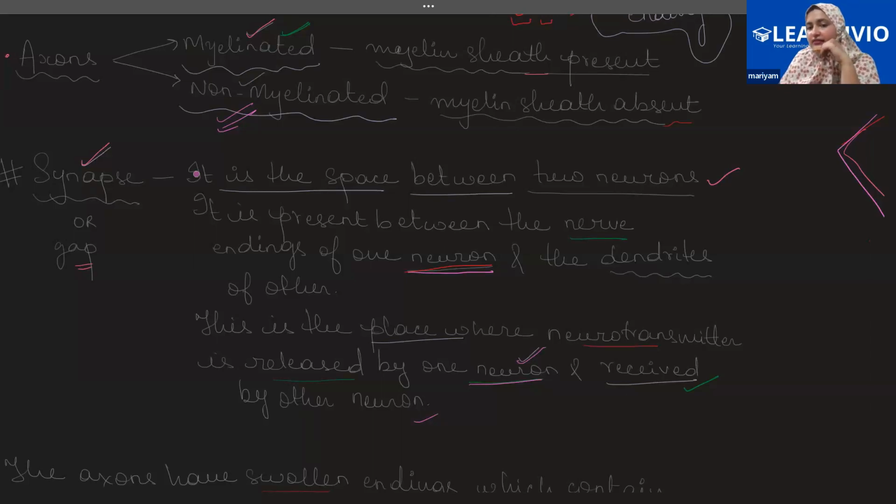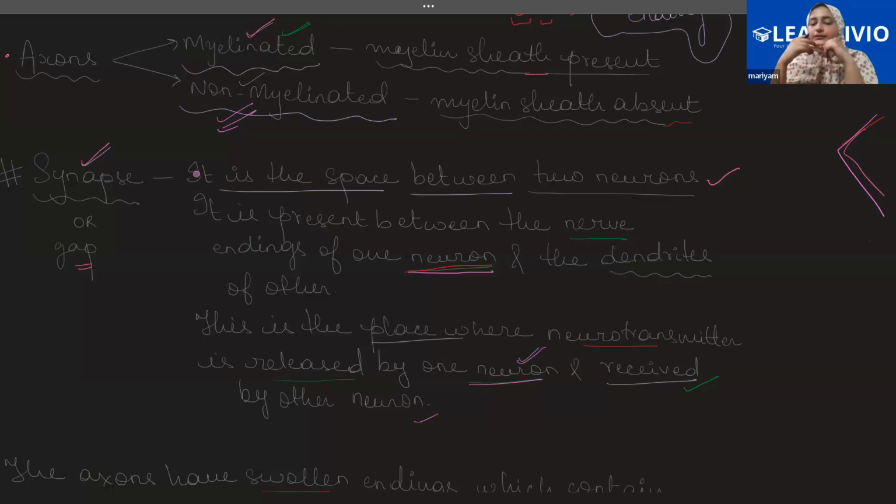This is the place where neurotransmitter is released by one neuron and then received by another neuron. For example, if the impulse is traveling from the knee to the brain or from the toe to the brain, it has to cover a longer distance, right? So it is connected by several neurons. And how do they form the connection? One neuron gets connected to the other and they use the neurotransmitter for it.